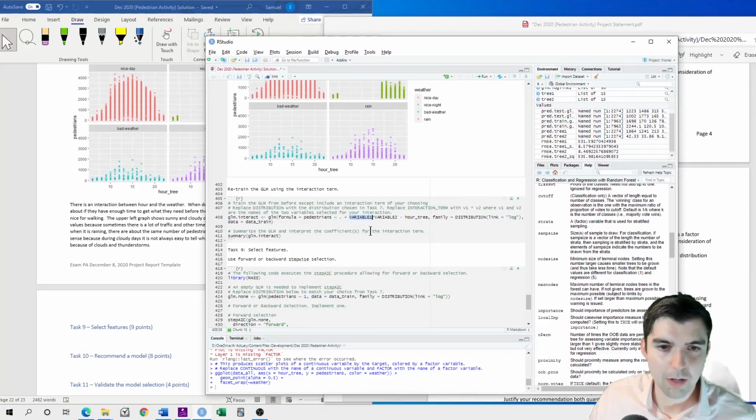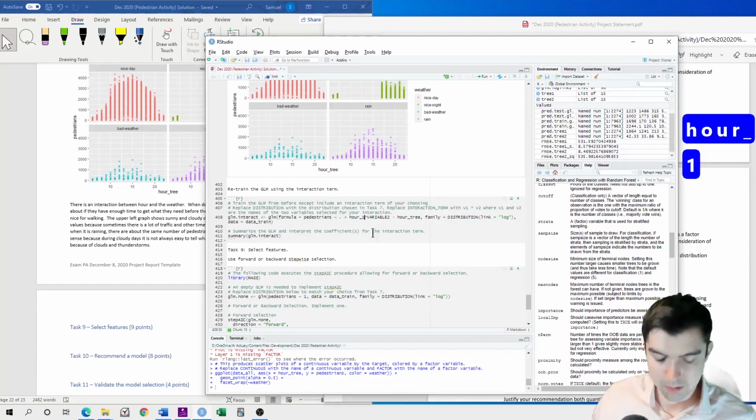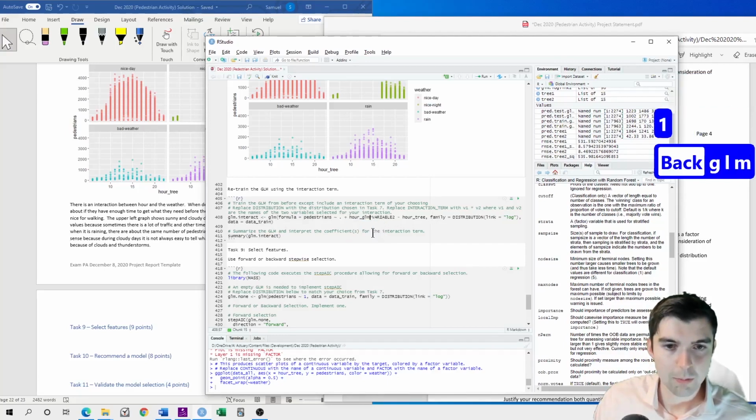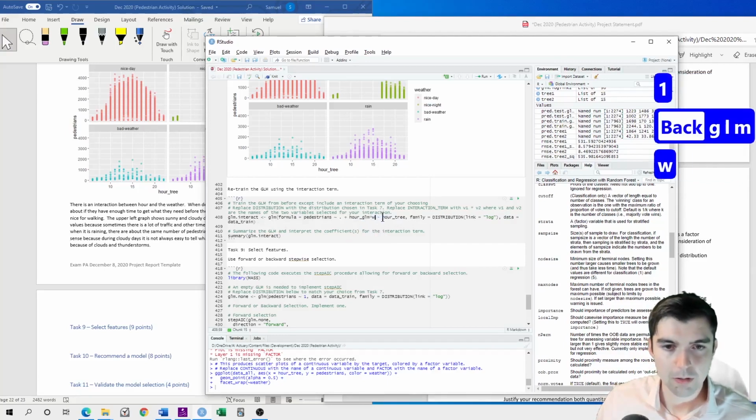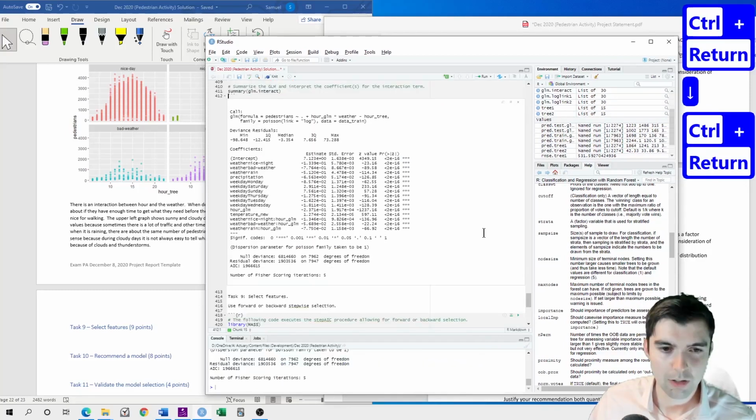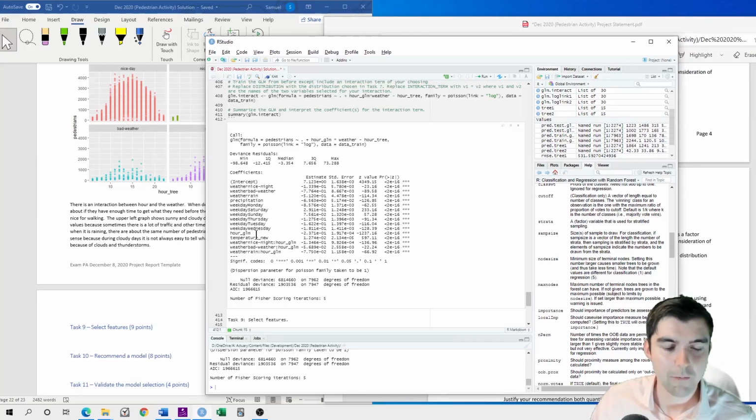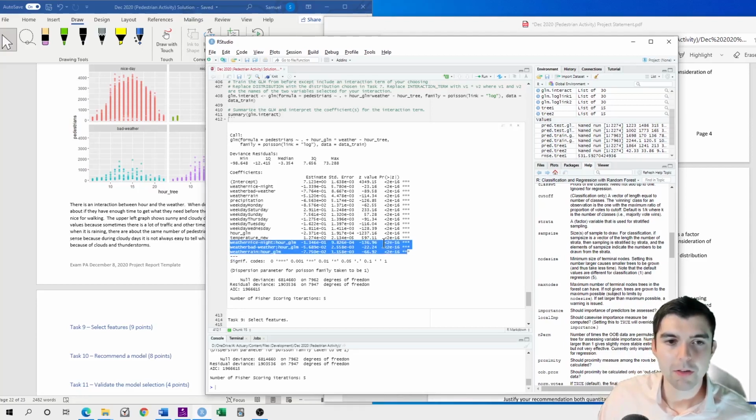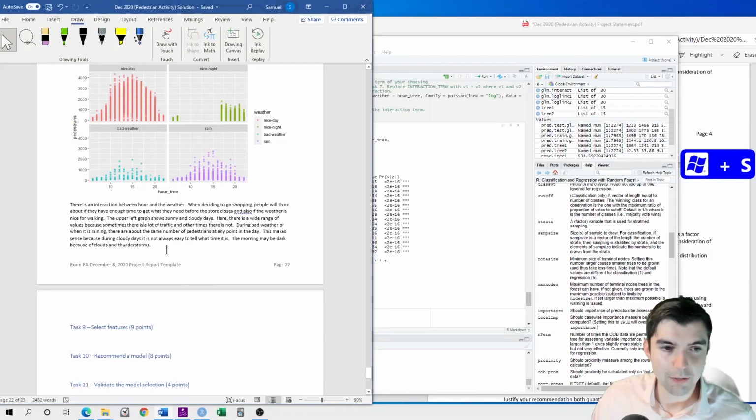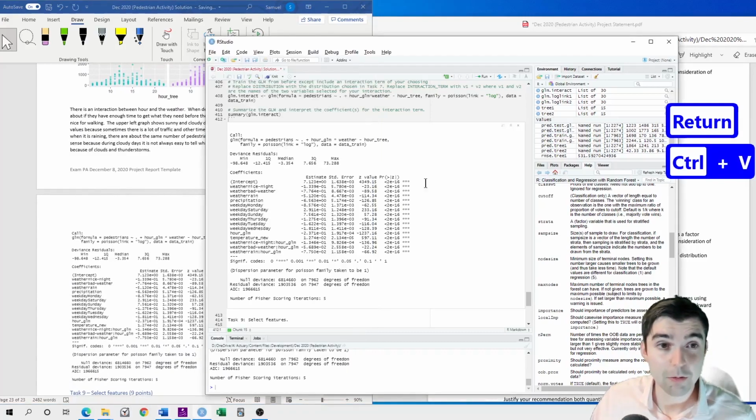So let's say we use hour GLM and weather, and then our family is Poisson. So that's that. As you can see, the interaction term does have a p-value that's less than 0.001, which means that it is a significant interaction. It is improving the, well, we can ask, is it improving the result of the model?